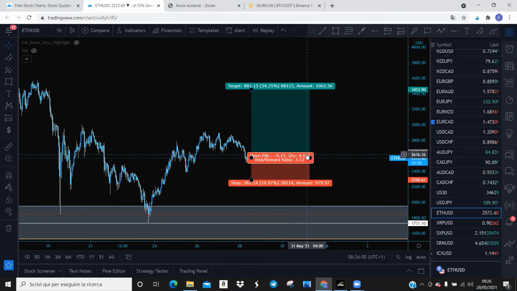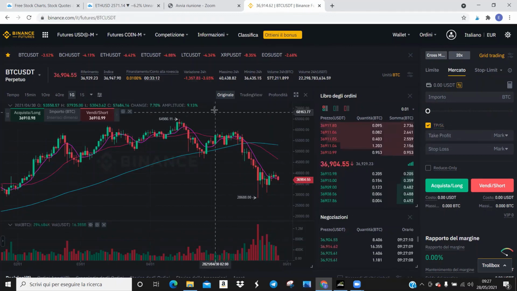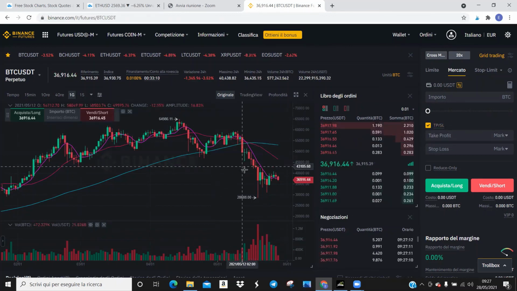0.07. So once you see this, you go back to the futures, and when you have to put the total size of your position, the lot size, you put 0.07. All right, so I hope everything is clear, and be ready.